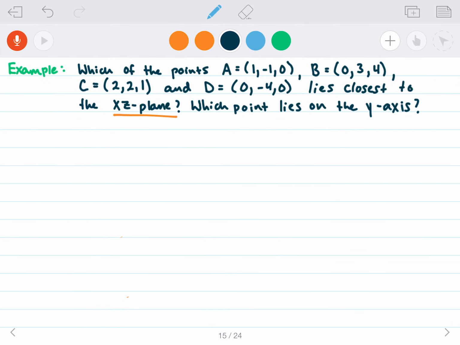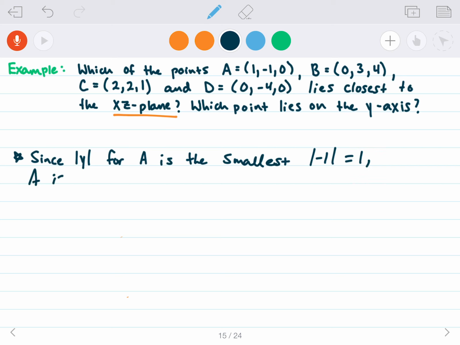So since the absolute value of y for A is the smallest, the absolute value of -1 is 1. That's the distance, right? So since the absolute value of y is the smallest, A is closest to the XZ plane. Closest to the XZ plane only depends on the distance of y. All right, so that was our first question.